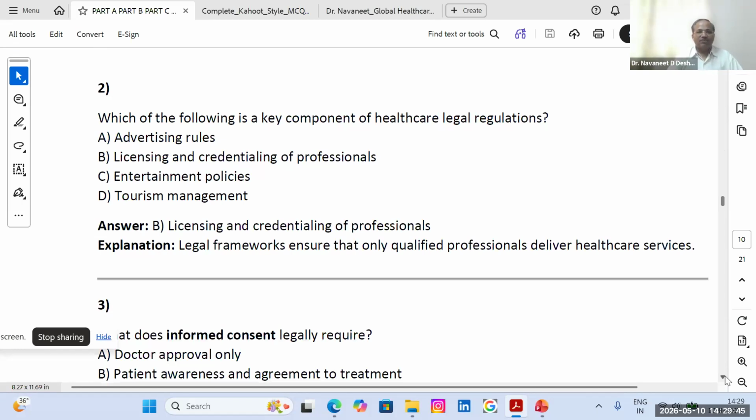Second question. Which of the following is a key component of healthcare legal regulations? A. Advertising rules. B. Licensing and credentialing of professionals. C. Entertainment policies. D. Tourism management. The correct answer is B. Licensing and credentialing of professionals, because the legal frameworks ensure that only qualified professionals deliver healthcare services.